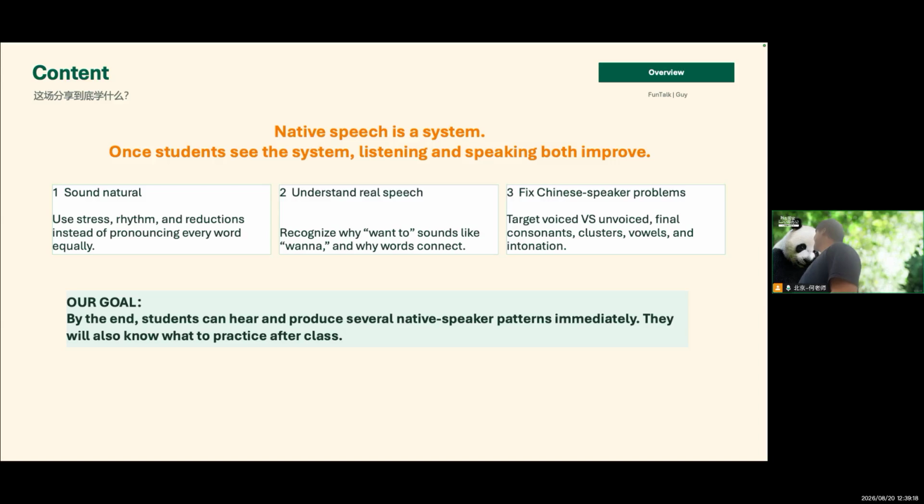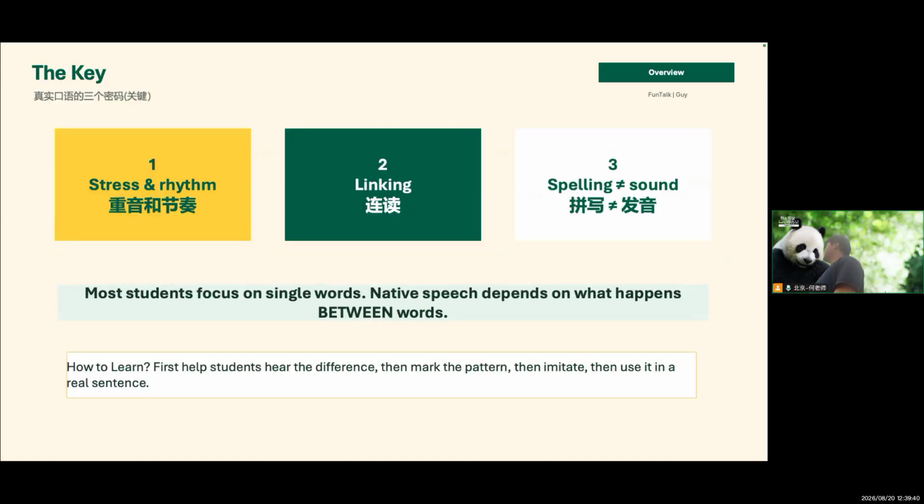Okay, so we're going to look at how to sound natural and how to understand real speech. And by the end, hopefully students can hear and produce several native speaker patterns immediately. And I'm going to teach you how to practice after class. Okay, so let's look at some keys. So we have stress and rhythm, linking, and that spelling is not actually how you pronounce it.